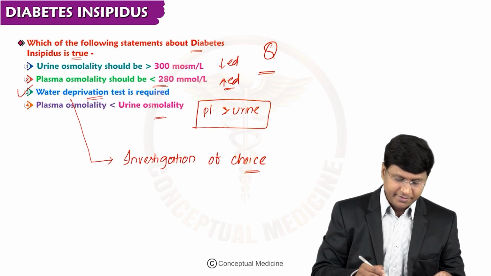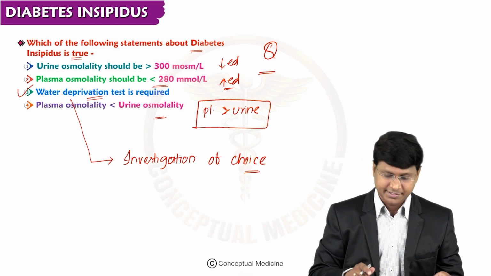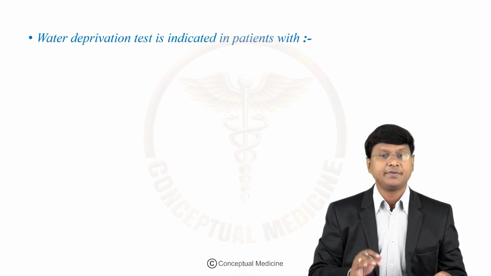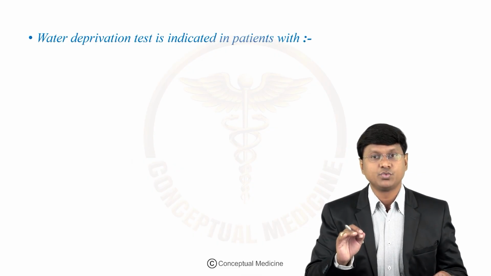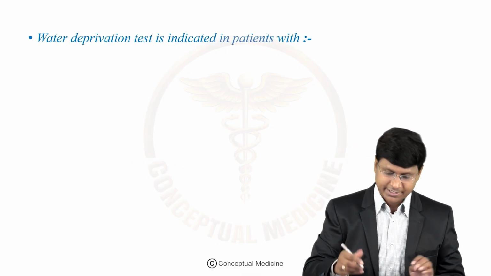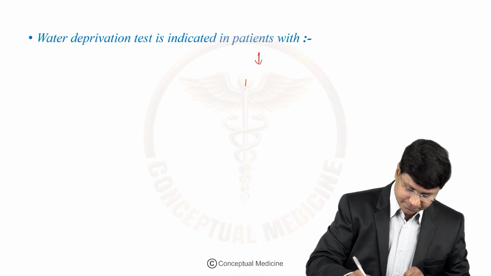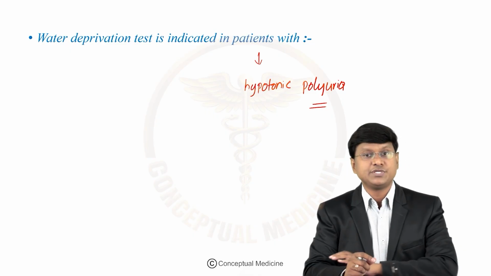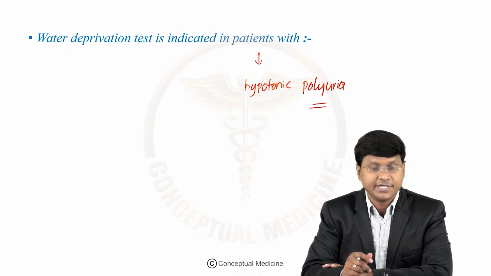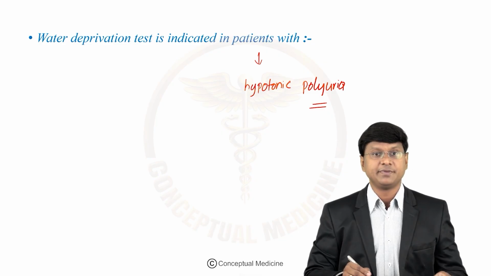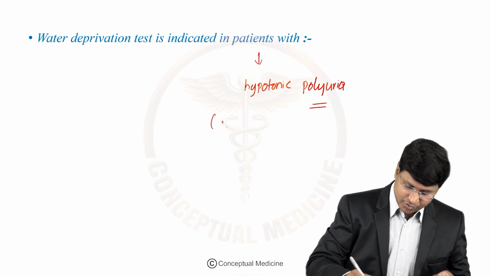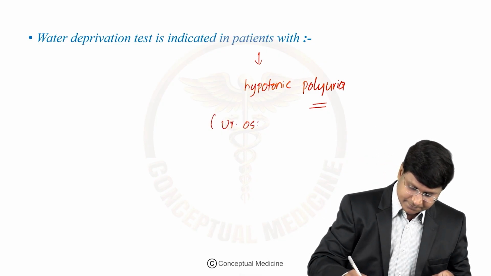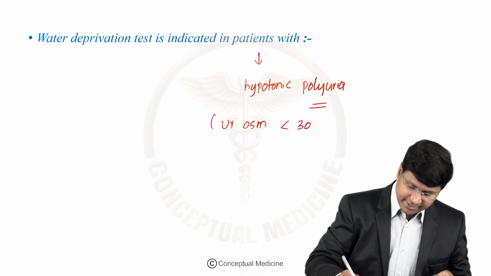Now, in which group of individuals do we do this particular water deprivation test? Please remember, water deprivation test is indicated in patients with hypotonic polyuria. So in those individuals where there is hypotonic polyuria, we do this water deprivation test, in the sense that the urine osmolality should be less than 300 milliosmoles.